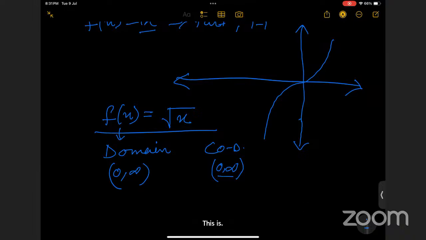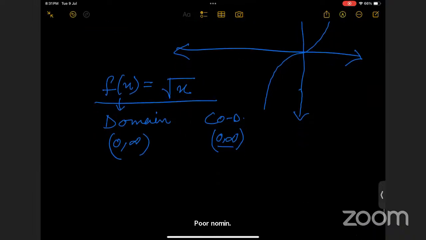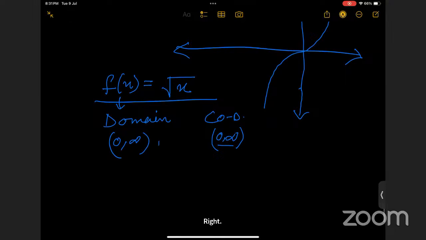Ma'am, domain can be real numbers. Ma'am, codomain can be real numbers, na? Okay. If the domain is positive, how will you get a negative codomain? Because it's a square root, there are no negative numbers there. If you take -1, it will become a complex number. Yes, it's a complex number.